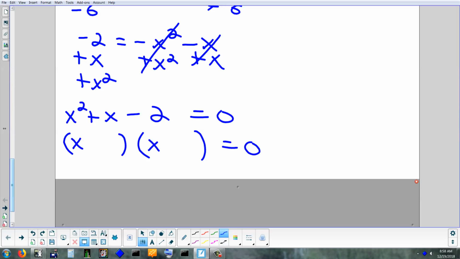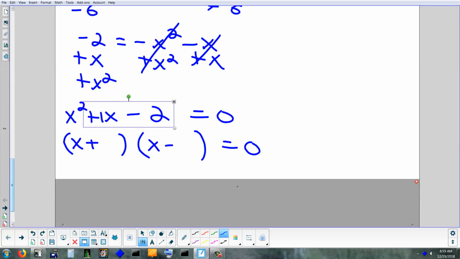I've got a positive middle term and a negative constant. Whenever I have a positive middle and a negative constant, what does that mean my signs have to be in parentheses? One positive, one negative. There's three different situations. Positive, positive, negative, negative, and then one of each. Okay, this is one of each. Now I need two numbers that multiply to give me 2 and subtract to give me 1.